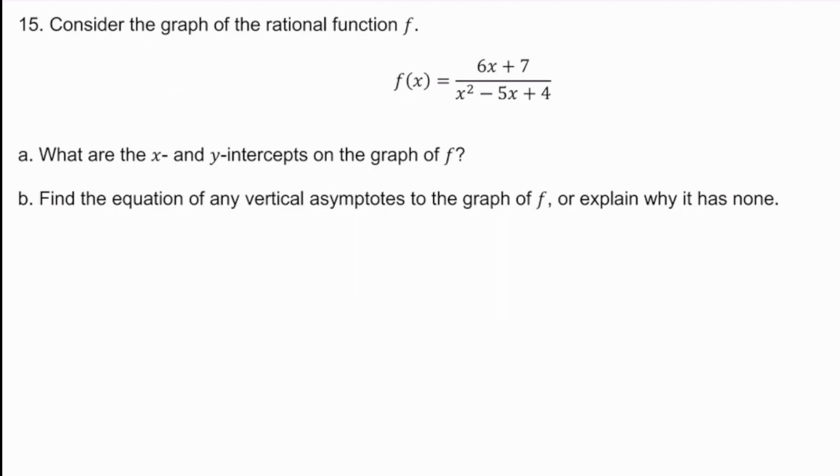All right, now this next one, we've got f of x being a rational function, and they're going to just ask us kind of some trivia questions about it. What are the x and y-intercepts on the graph of f? Okay, for the y-intercept, that's where x is equal to 0.